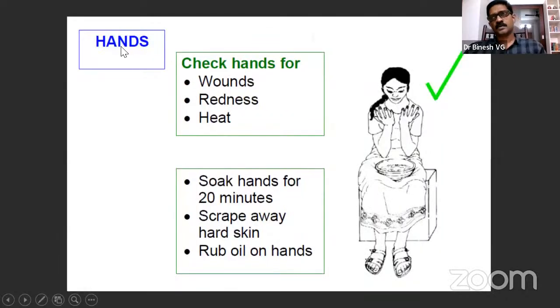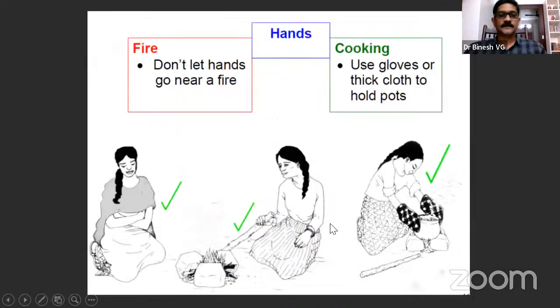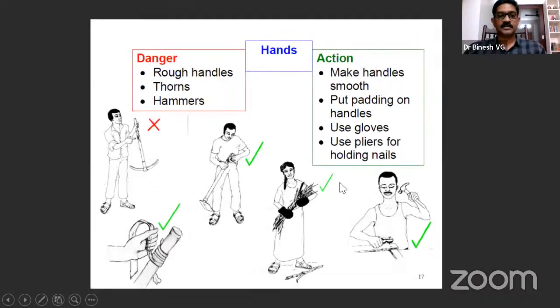So for the hands, the patient should always check or inspect the hands for wounds or redness, and always soak the hands in water. And if there is hard skin, it should be scraped away using some pumice stone. And this is important: don't do any dangerous things, like don't go near the fire, and always use some protection when holding utensils, especially with heat. And in the workplace also, we have to modify these instruments. The rough handles, thorns, hammers, etc., may produce harmful effects. So make the handles smooth, put padding on the handles, use gloves. And when there is a nail, we have to use pliers. Don't hold the nails.